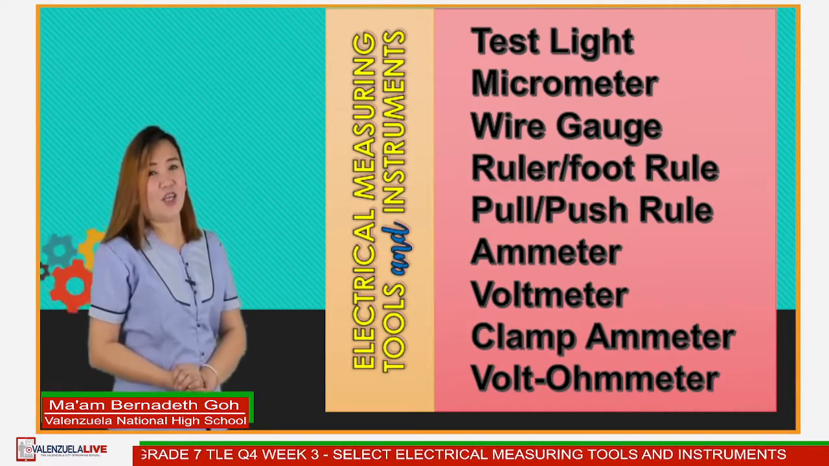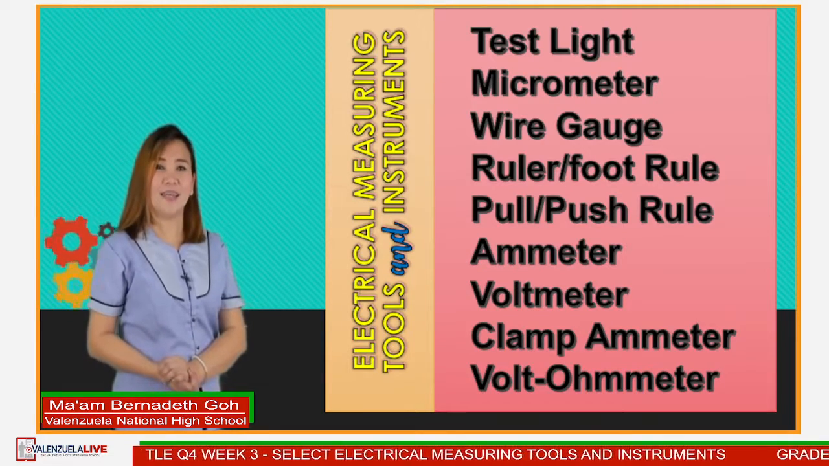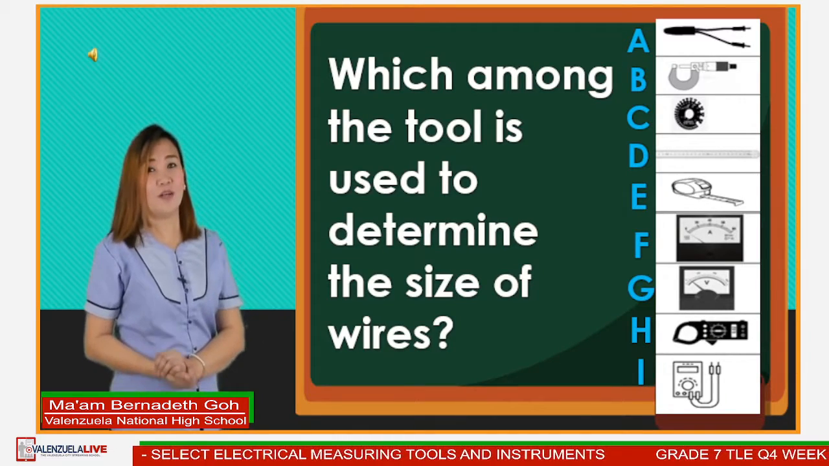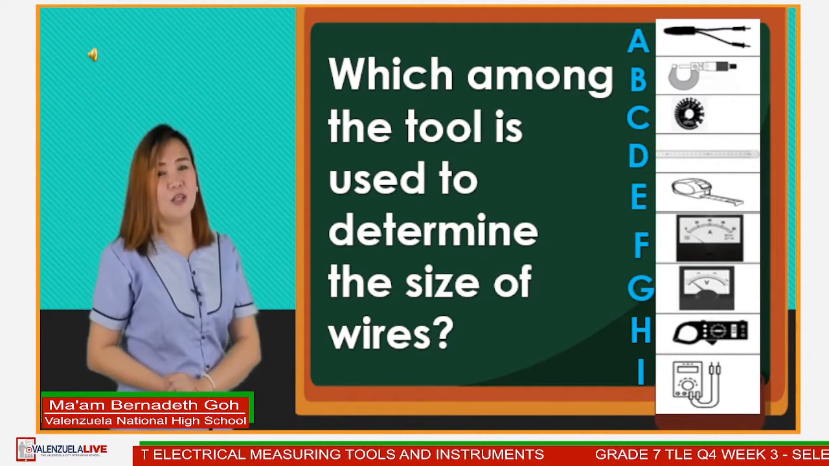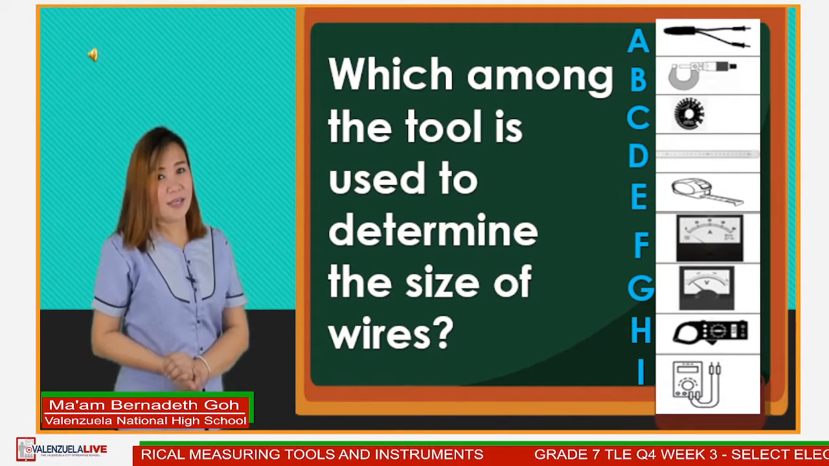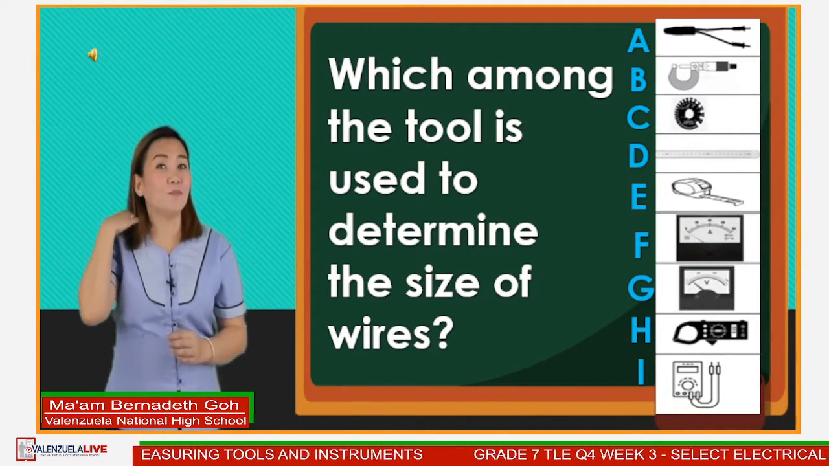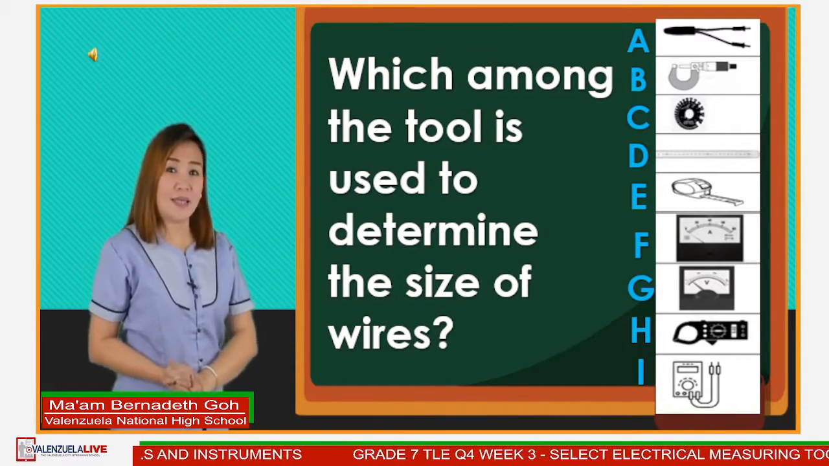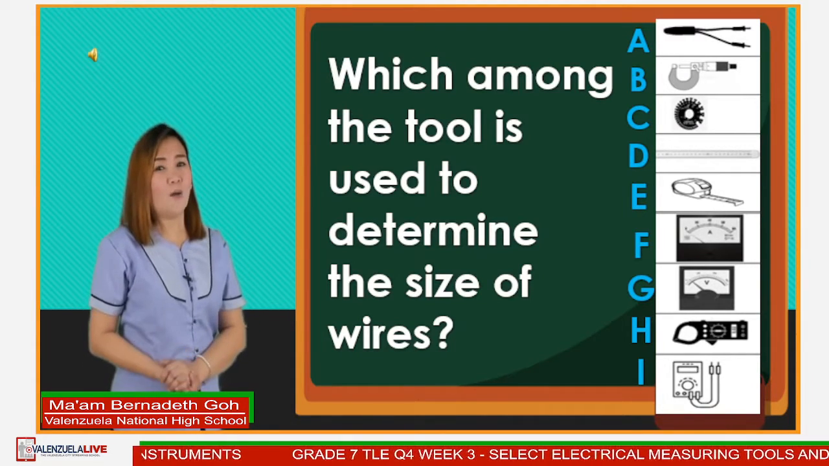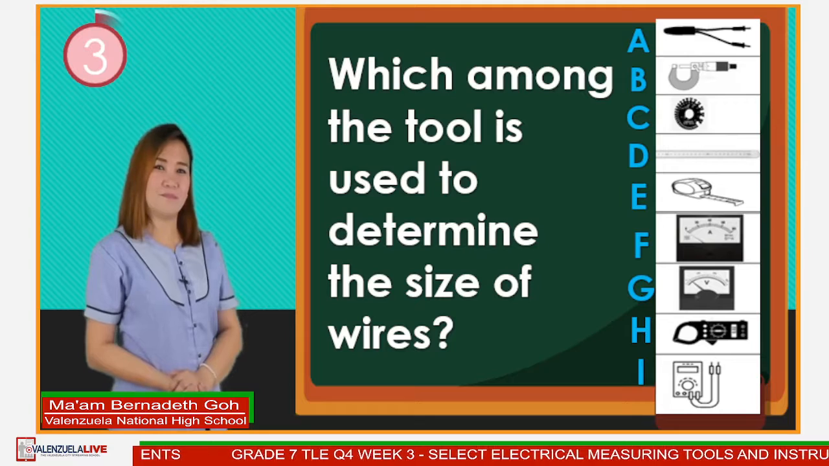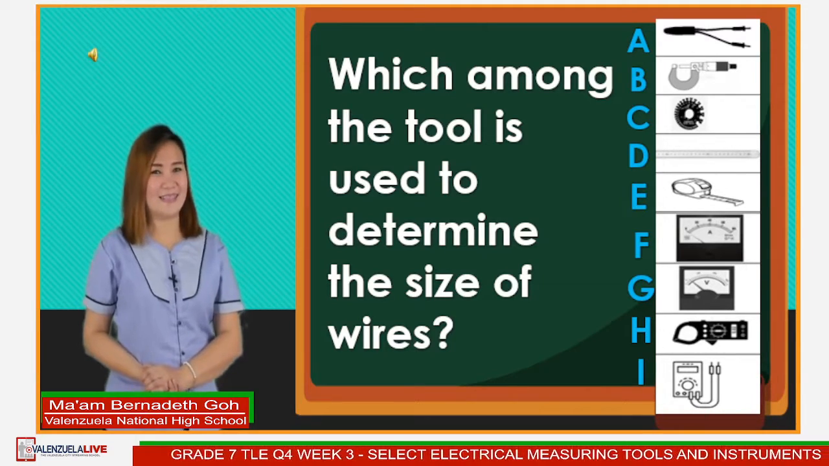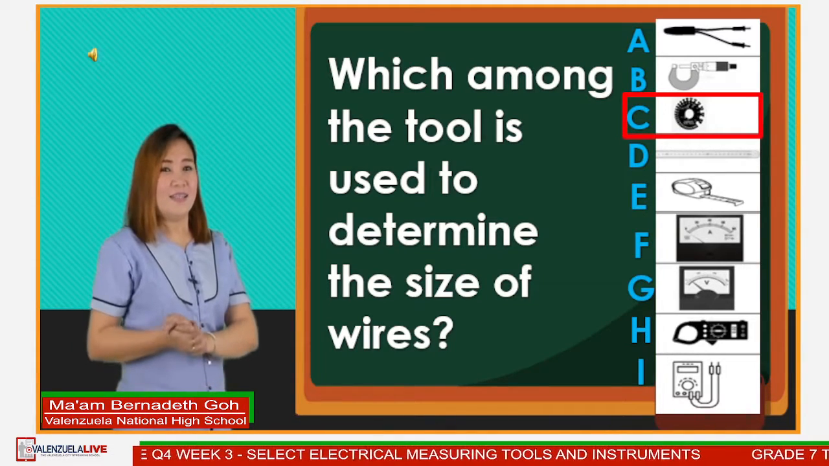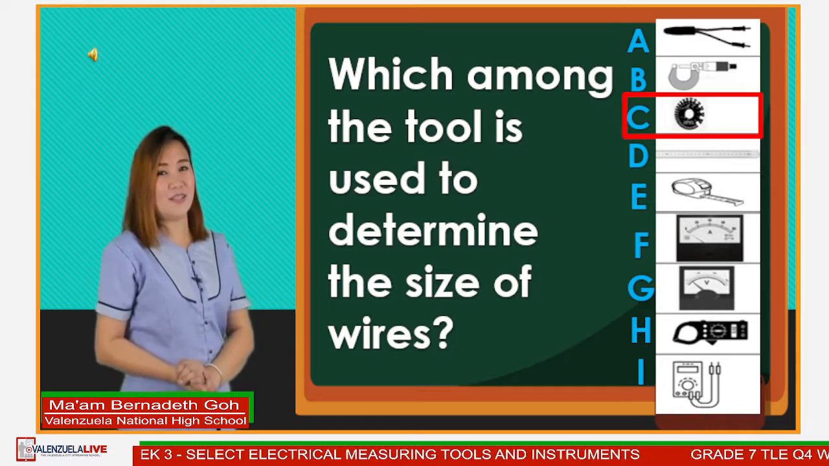Now let's check if you fully understand our lesson today. Let's proceed to this activity. Choose the letter of the correct tool that corresponds to the question and type it in the comment box. Number 1. Which among the tools is used to determine the size of wires? Comment the letter of your answer. And the answer is C, the wire gauge. Correct!